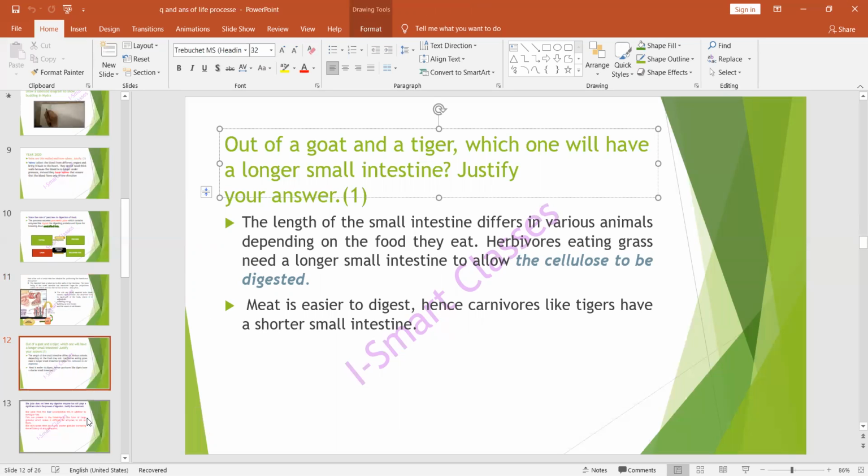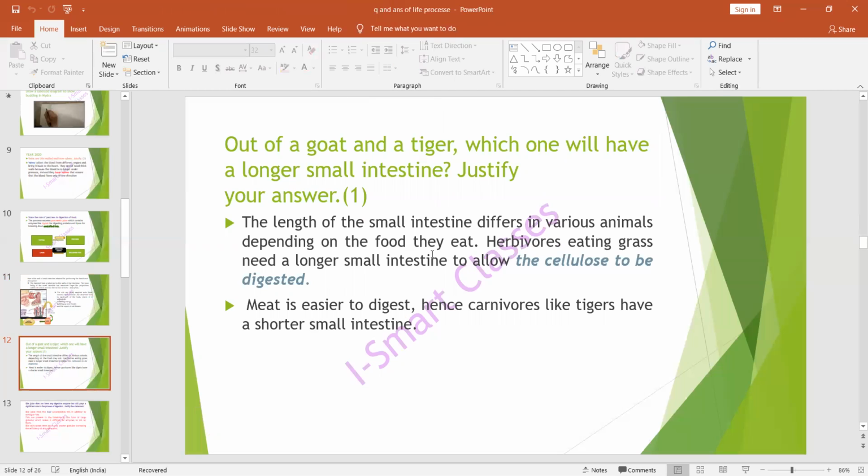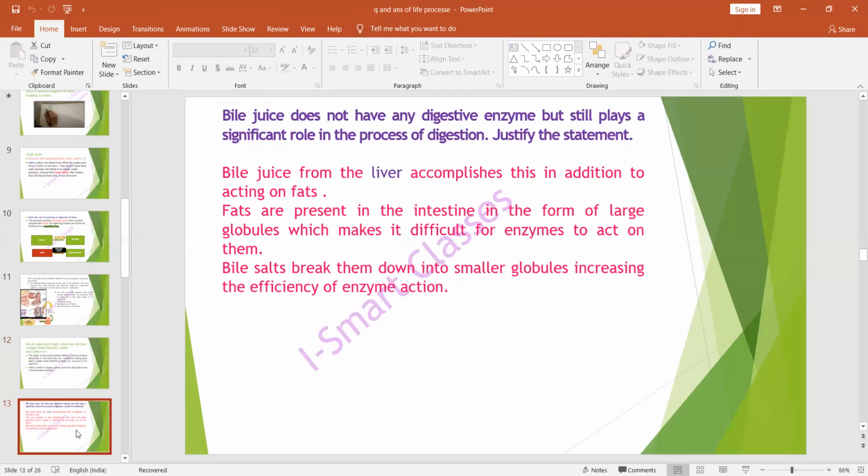Okay, moving to the next question. It is also a 1 mark question, so you have to write these points. First is about the length of the intestine. It differs in different animals. Second point would be herbivorous animals. They eat grass and have a longer small intestine. You have to memorize this because they have to digest the cellulose which is present in grass. And the third point is very simple, meat is easier to digest, hence carnivores like tigers have a shorter small intestine. Moving to the next question.